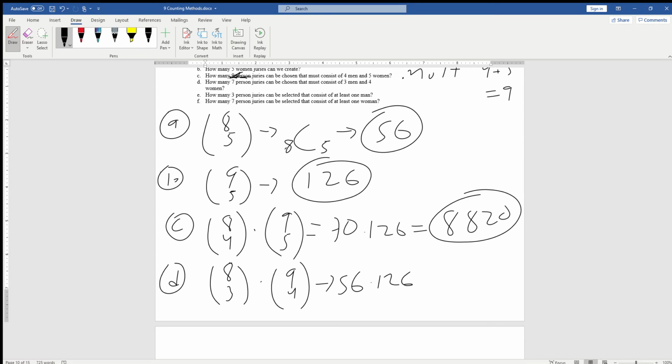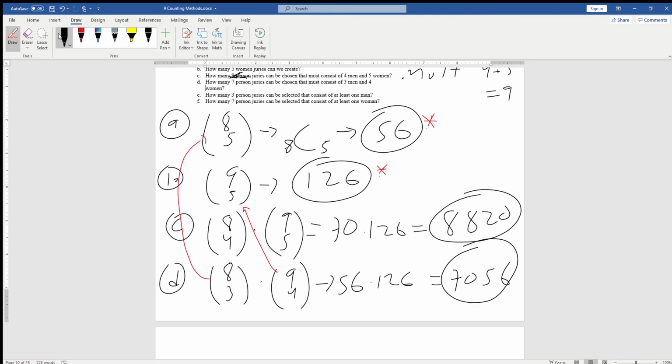I want you to notice that 8 combination 3 is the same as 8 combination 5, and 9 combination 4 is the same as 9 combination 5. A little bit later, when we start talking about the binomial theorem, we're going to see why this occurs. There's actually a symmetry with respect to this binomial distribution, or these combinations. So, multiplying 56 and 126, I end up with 7056.